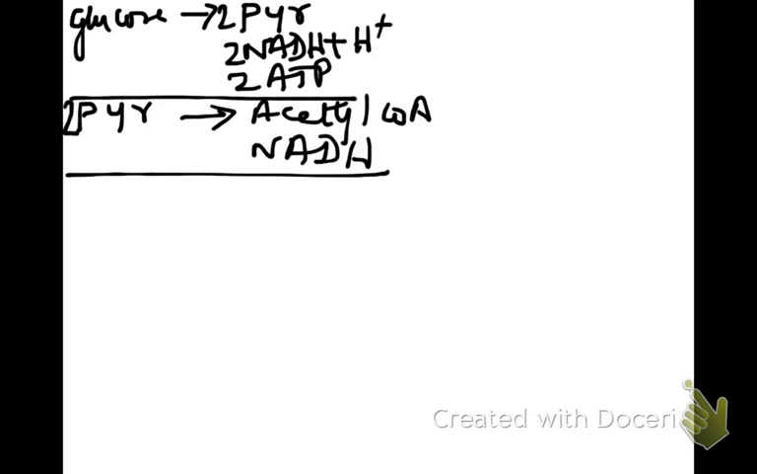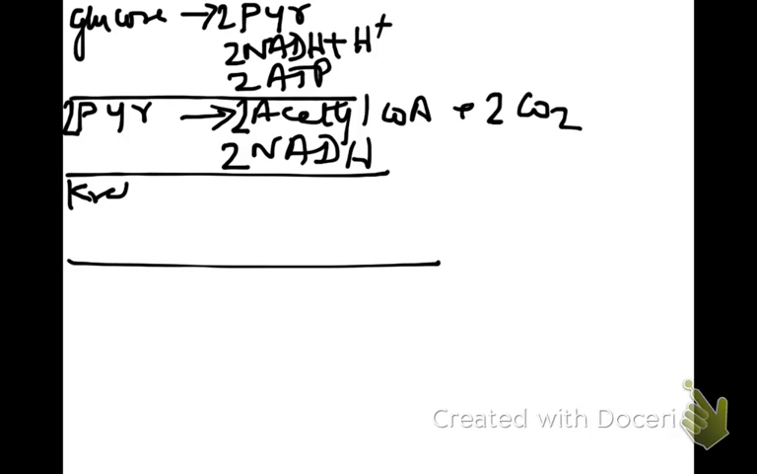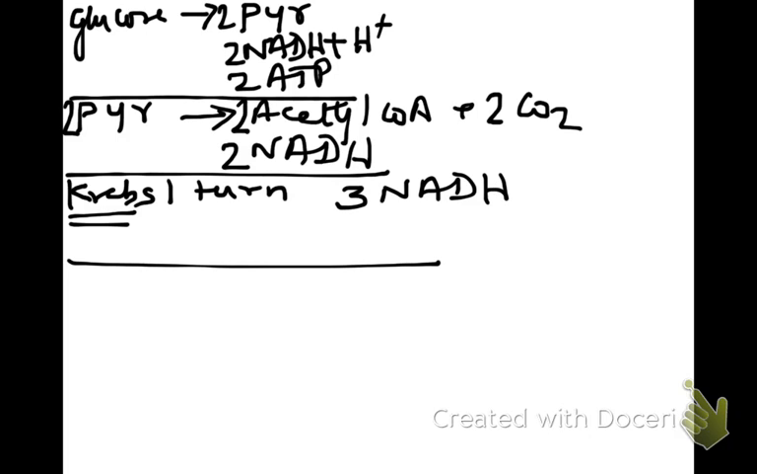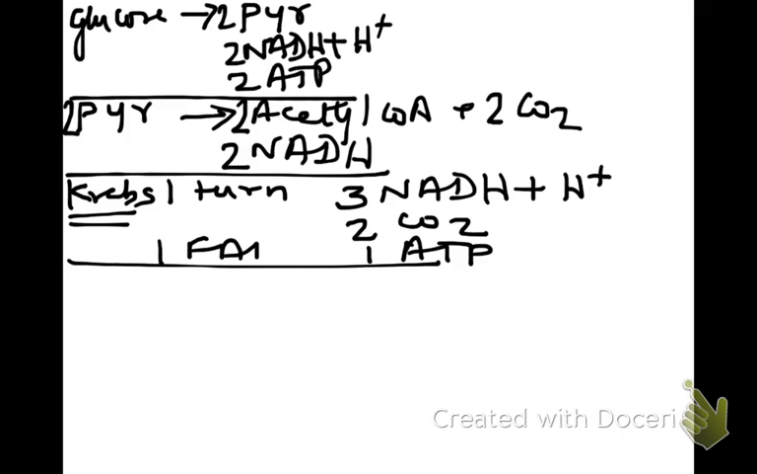If it's 2 of them, I'll get 2 of them, and I also lose. Clear? Okay. Now it enters the Krebs. When it enters the Krebs, what do I get with 1 turn of Krebs cycle? 1 turn. I get 3 NADH plus H plus, 2 CO2, 1 ATP and 1 FADH2. This is what I get with 1 turn.